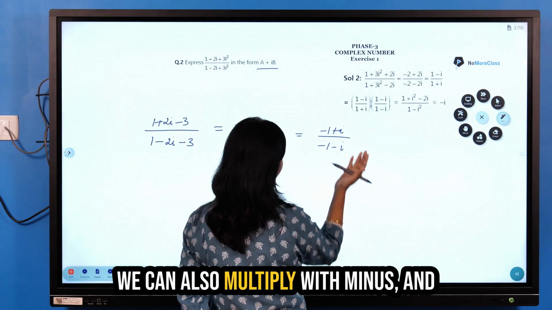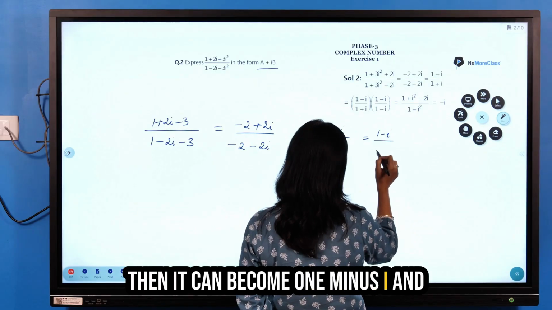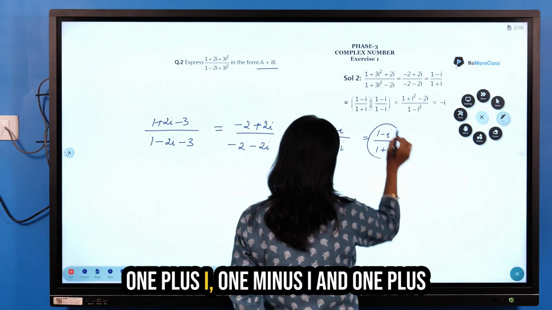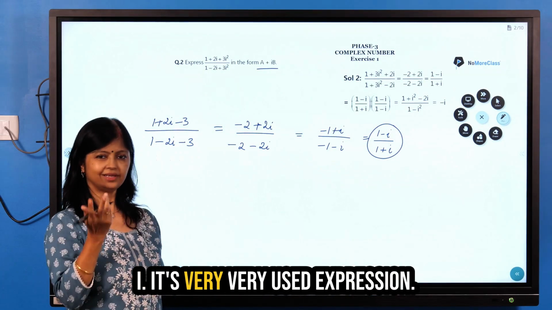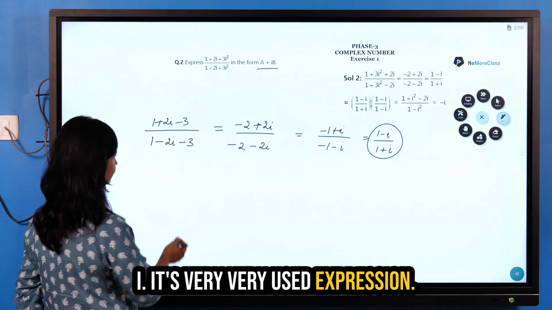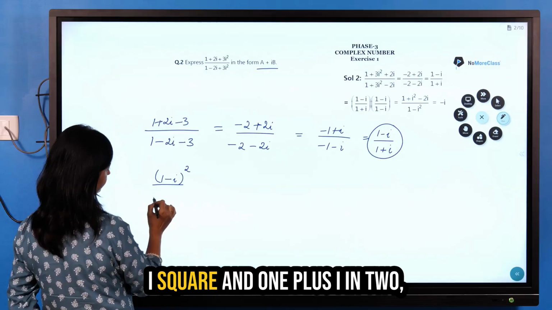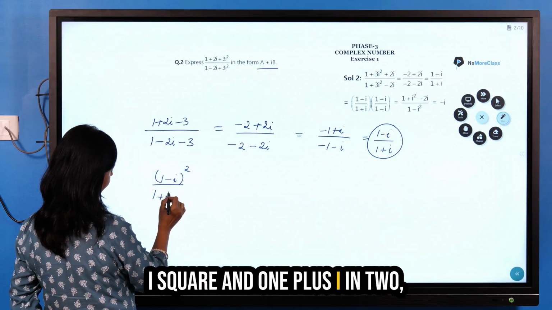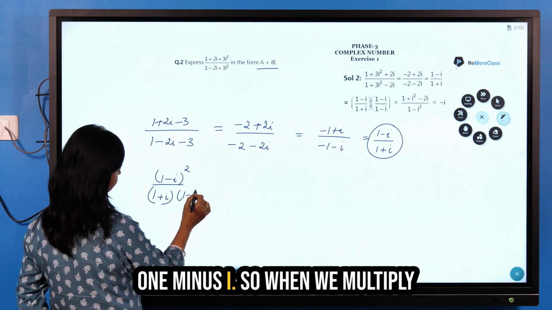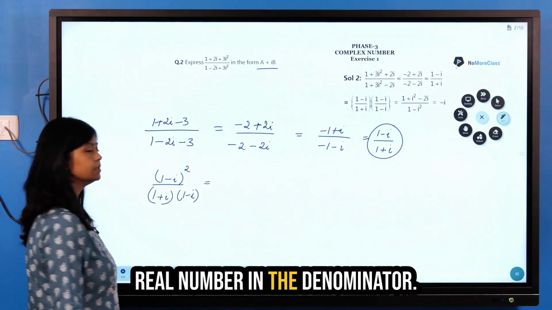We can also multiply with minus, and then it becomes 1 minus i and 1 plus i. It's a very commonly used expression. So what we have to do is multiply by 1 minus i in numerator and denominator, so we get 1 minus i square in the numerator and 1 plus i into 1 minus i in the denominator.